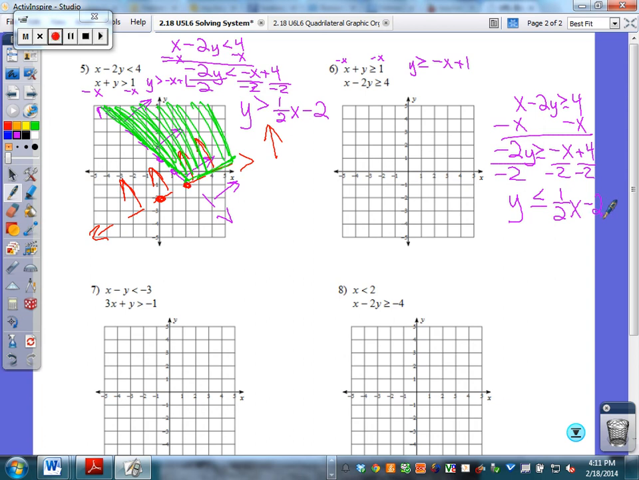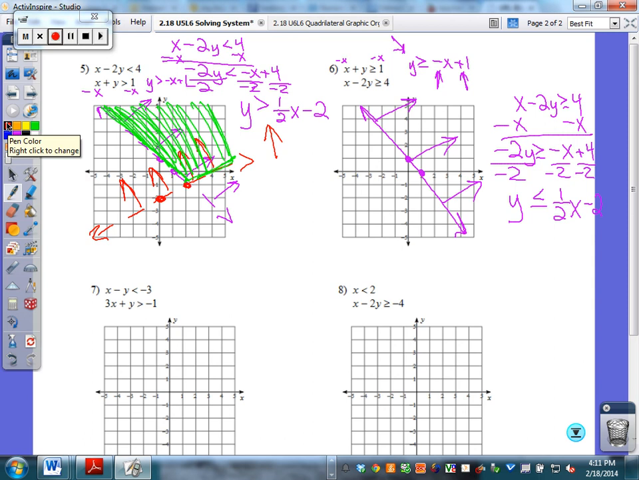Let's go ahead and graph the first one here. Our y-intercept is positive 1. My slope is negative 1, so I'm down 1 over 1. It's not strict, so I have a solid line. And because it's greater than, we're shading above.